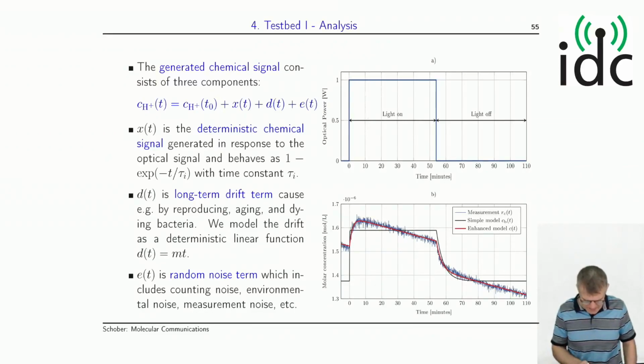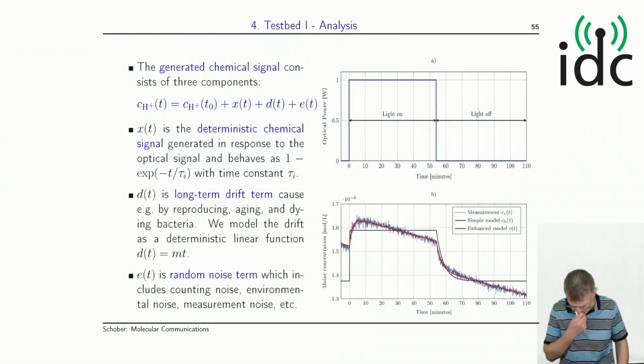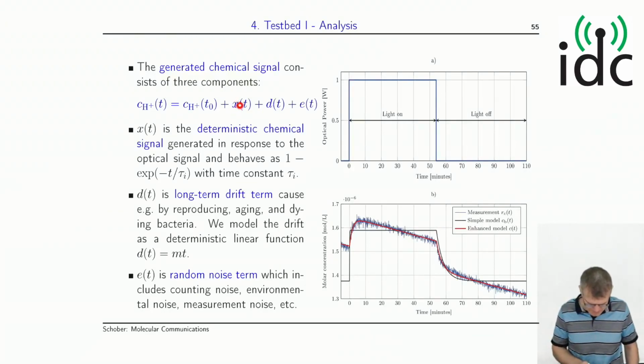And the deterministic part of our signal, this x of t, that we get in response and that we determine analytically, would be this signal here, right? So you have first the increase, right? Then this is the pH value. Sorry, this is the concentration of the protons, right? So it goes up, it stays up, and then it goes down after we switch the light off again, right? So this would be x of t here.